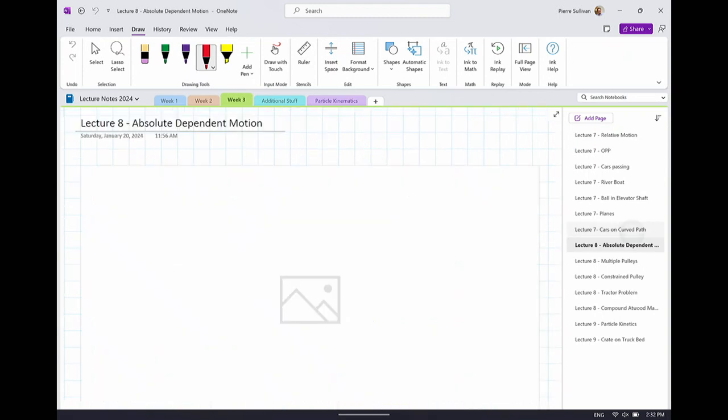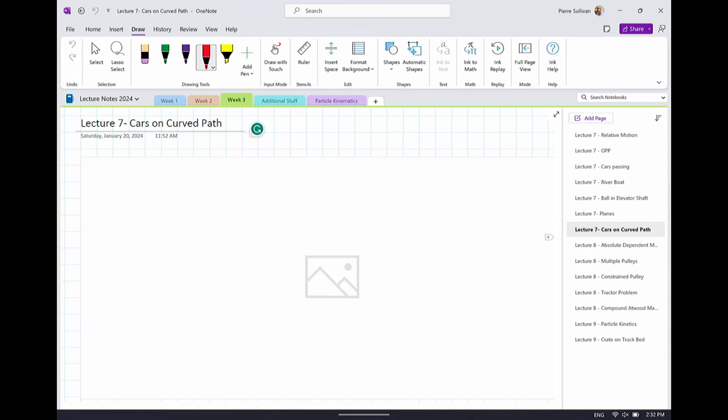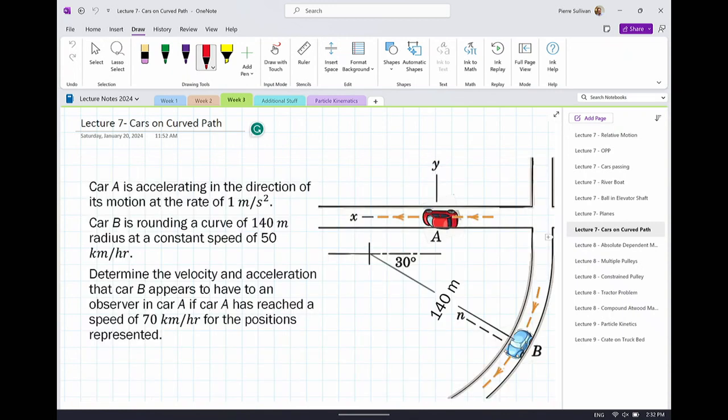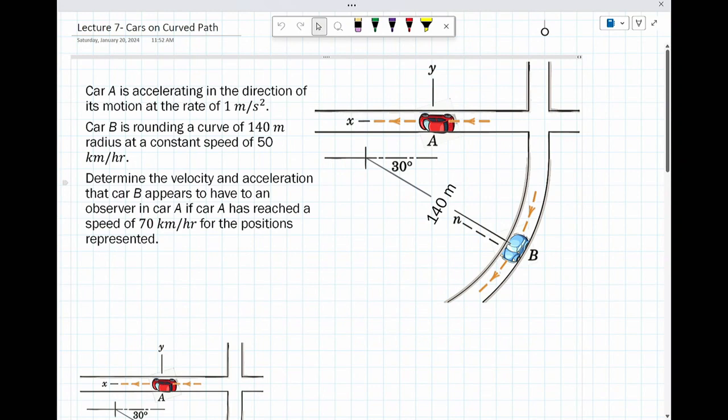Maybe I'll do this one. No, I'll do this one. This is similar enough that maybe I'll have less trouble with it.